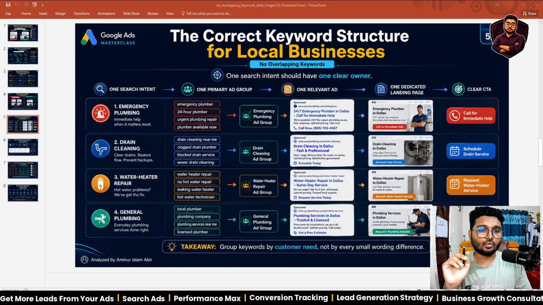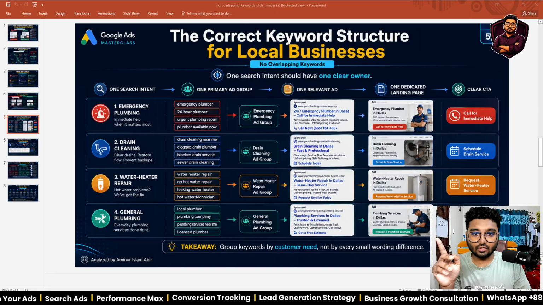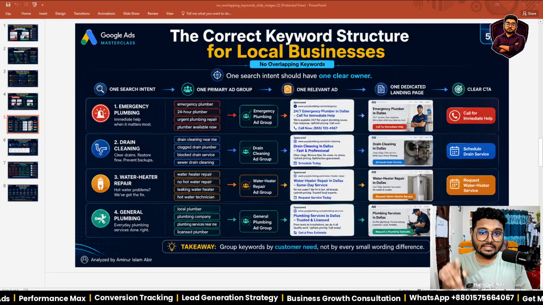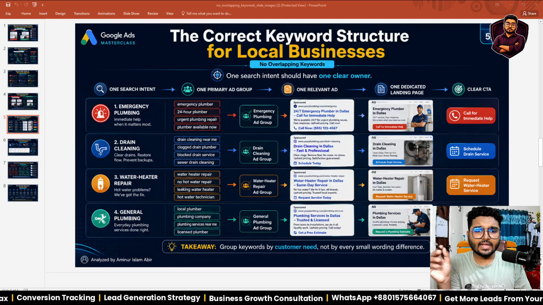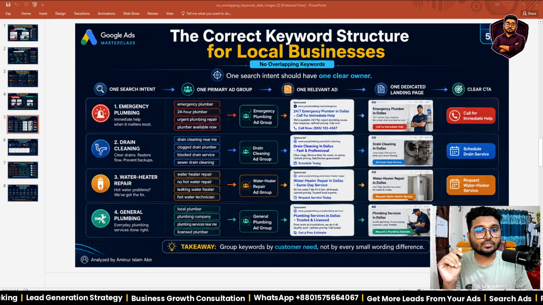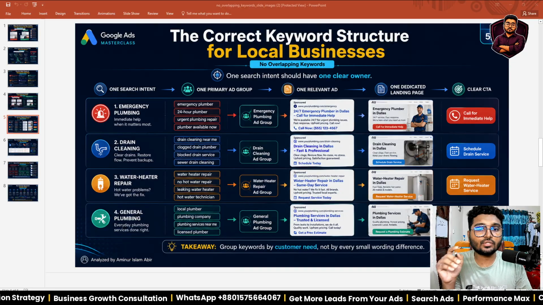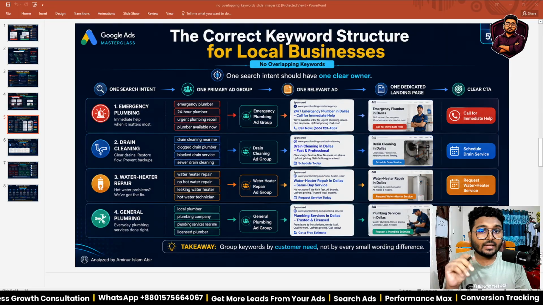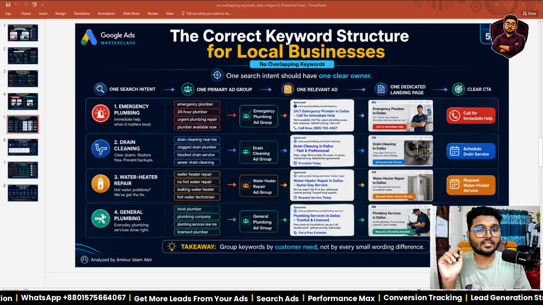Notice that each group has a different customer need. Emergency plumbing focuses on urgent calls, right? Drain cleaning focuses on a specific blockage problem. Water heater repair focuses on hot water issues. General plumbing handles broader service searches. Group keywords by customer need, not by every small wording variation. A clean structure gives each major search intent one clear route through the account. Once the structure is defined, we need to find where current searches are being routed incorrectly.